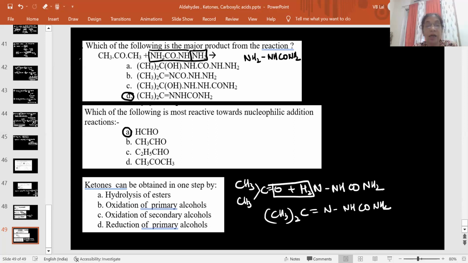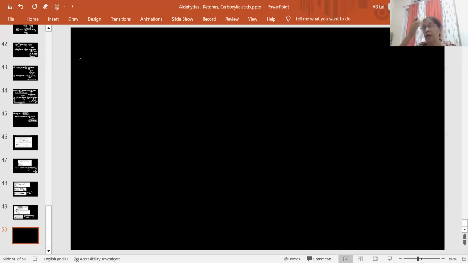Ketones can be obtained in one step by, how can you obtain ketones in one step? Oxidation of secondary alcohols. Very good. Now we will continue with what we were doing in the last class. In the last class, we were doing one special reaction, which I called aldol condensation.